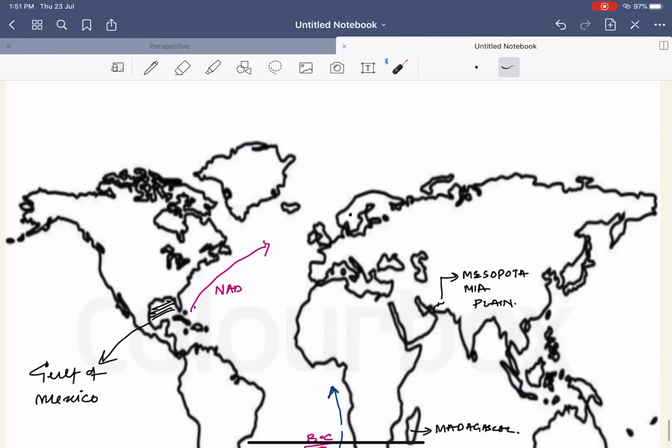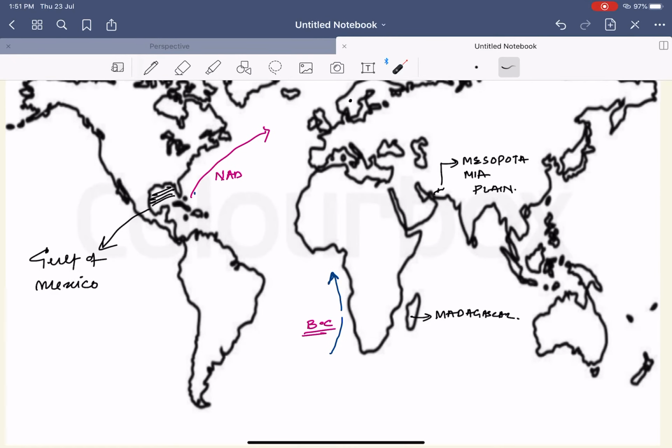Now let's come to the world map. In the world map, you could be asked with respect to a particular plain, for example, Mesopotamia plain located in Iraq. Similarly, you could be asked with respect to an island. You could be asked with respect to a cold current. For example, I have marked this as the Benguela current, and this is your North Atlantic Drift. They can also ask for a gulf. For example, this is your Gulf of Mexico.